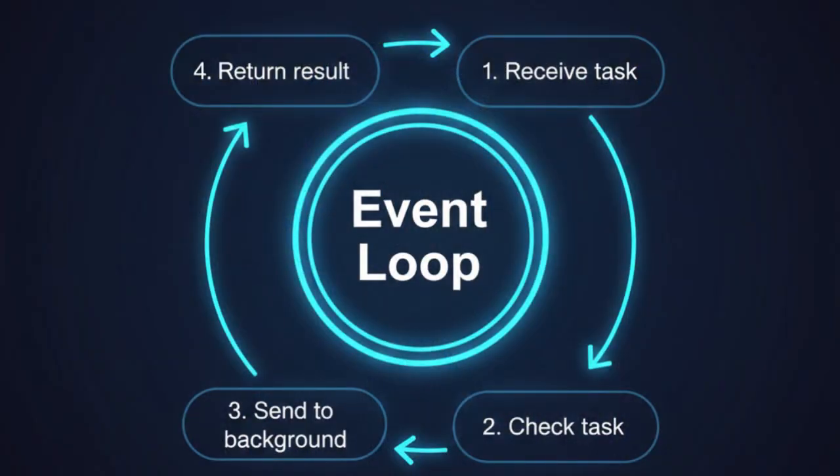So at the center of all this is something called the event loop. The event loop is like a manager. Here's what it does. First, it receives the task. Then it checks, is this task fast or is it slow? If it's fast, it runs it immediately. If it's slow, like reading a file, querying a database, or waiting for a network response, it sends that task to the background, then continues handling another task. And when the background task is done, the result comes back and Node processes it. This cycle keeps repeating, and that's the event loop. And that's what makes Node.js efficient.